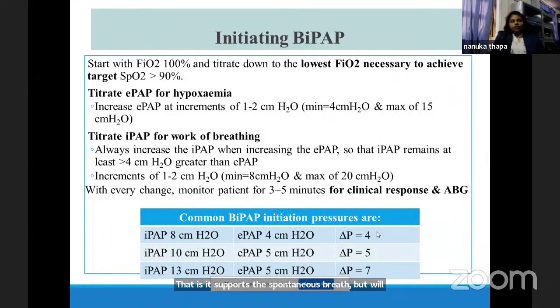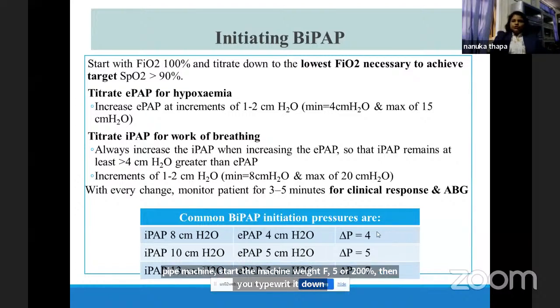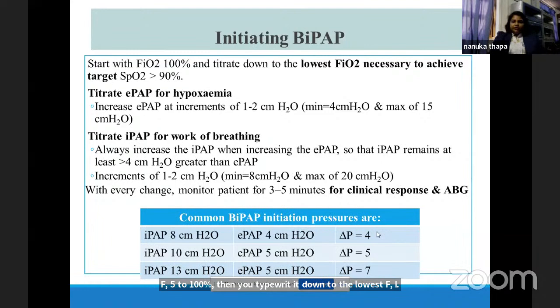So how do we initiate the BiPAP? When we start the BiPAP machine, start with FiO2 of 100%, then titrate it down to the lowest FiO2 necessary to achieve the target, that is SpO2 of more than 90%. In order to treat hypoxemia, increase the EPAP. Incrementation is to be done by 1 to 2 centimeters of water. The minimum value to initiate is 4 centimeters of water, and the maximum level can be taken till 15.